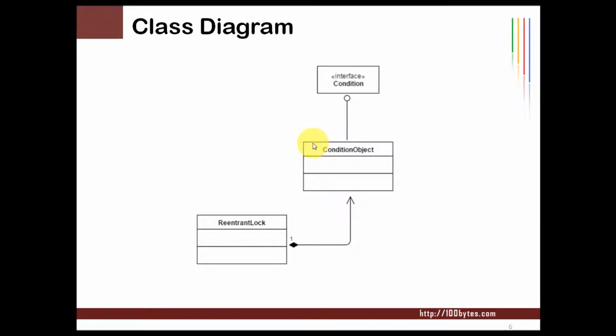And the class diagram is this: the condition object implements the Condition interface, and as mentioned, the reentrant lock is using the condition object. We can't use the condition object without a reentrant lock.